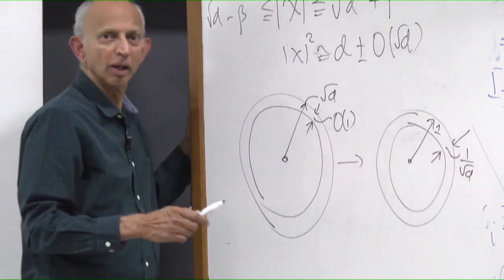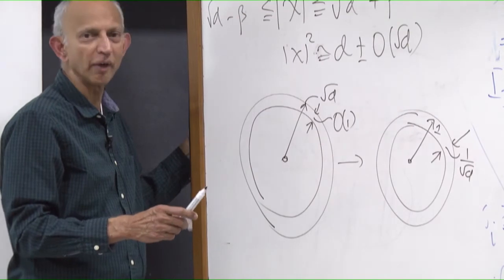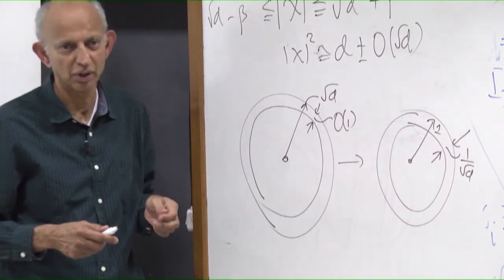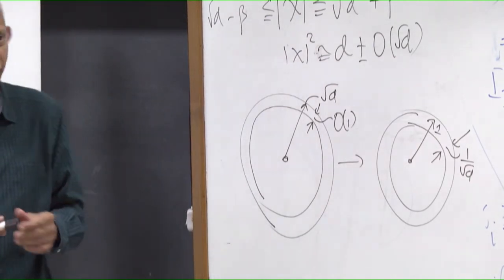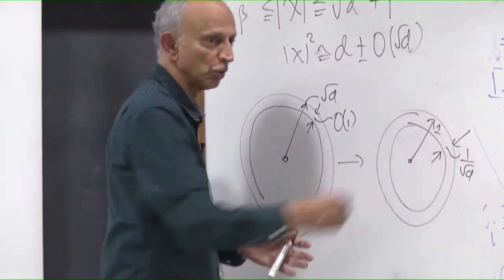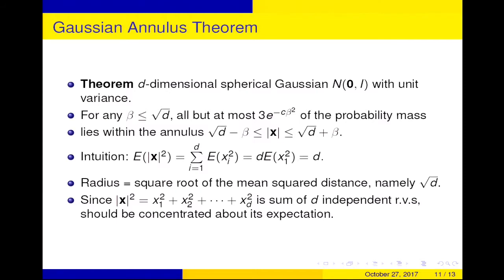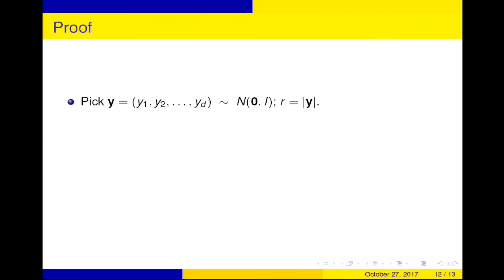So this is different from the sphere, right? The sphere was concentrated in a smaller annulus, of width 1 over d. This is concentrated only in an annulus of width 1 over root d. Well, of course, it is a sum of independent random variables, so you expect it to be concentrated about its expectation, and that's what we'll prove with our theorem, right?